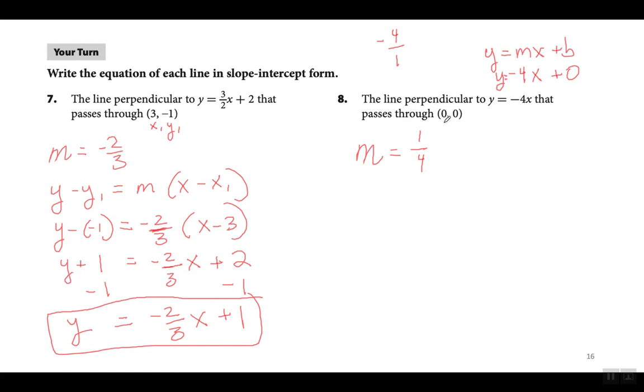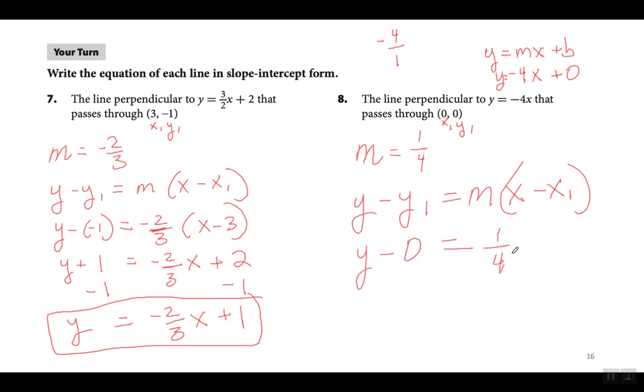a line perpendicular has to be this, positive 1 over 4. And it's passing through x1, y1. This one will be quick and easy. So here's point slope form. Alright, when I plug in these values, it's going to say y minus 0 equals 1 over 4 times x minus 0. So x minus 0 is x, and when I multiply 1 over 4 times x, basically the answer will be y equals 1 over 4 x.